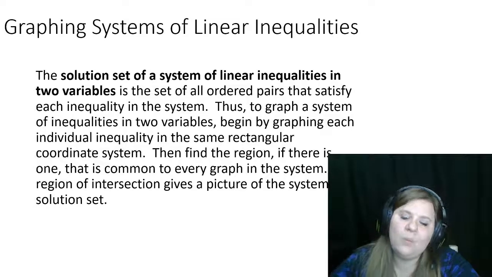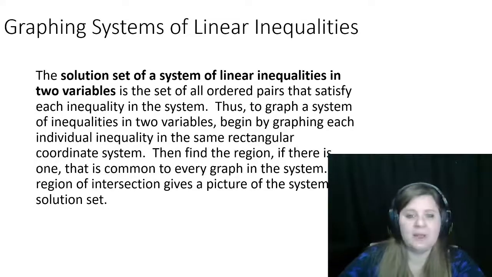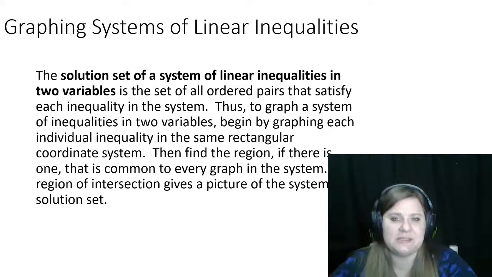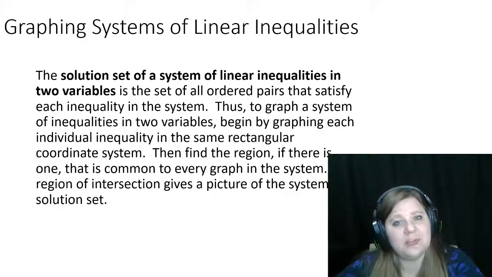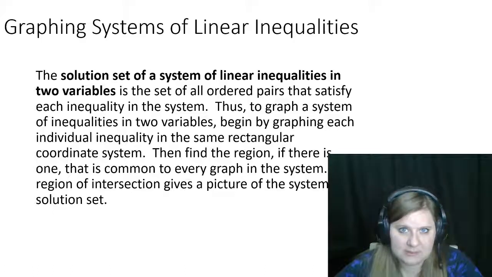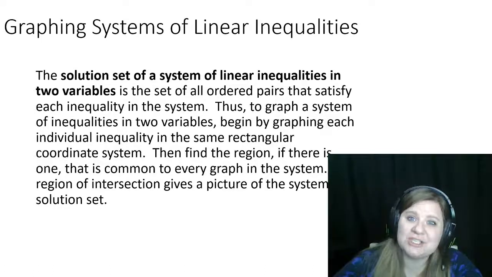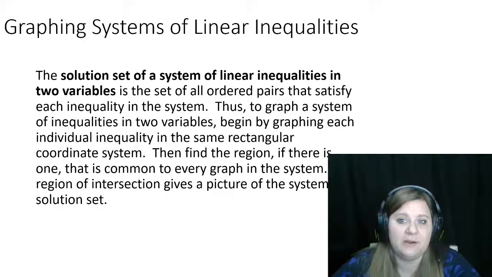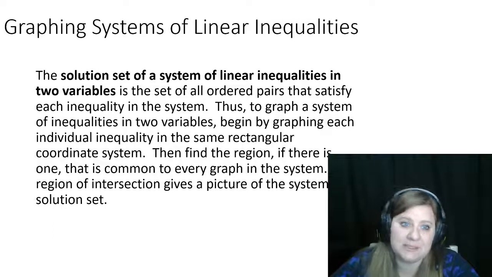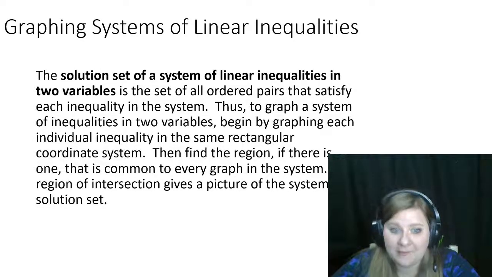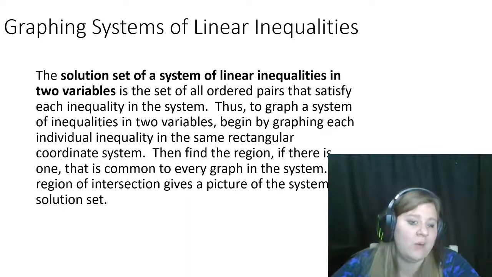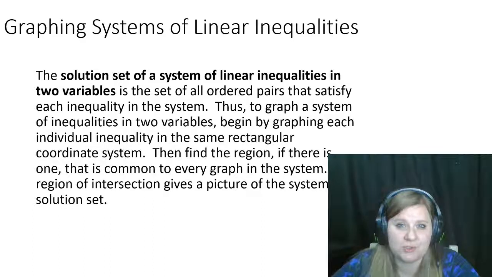So one of the things you have to understand is you can come up with a solution to a system of inequalities, but there's actually the ability to find lots of solutions. So we're going to say the solution set of a system of linear inequalities in two variables is the set of all ordered pairs that satisfy each inequality in the system. We are generally going to solve this by graphing and shade where the intersection occurs.